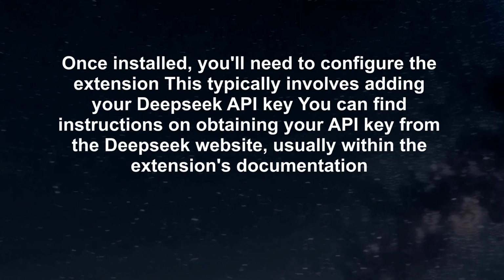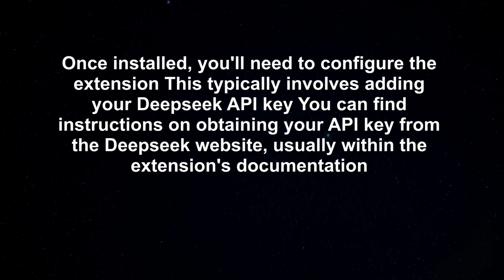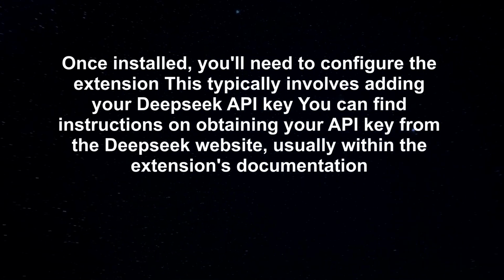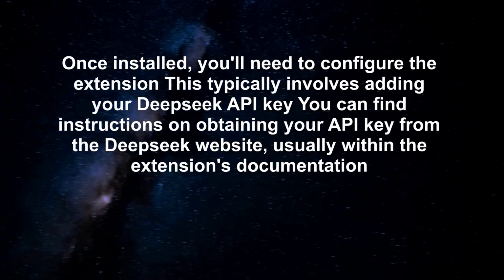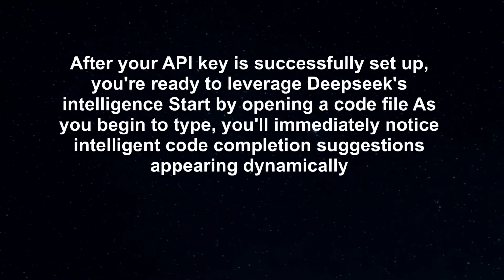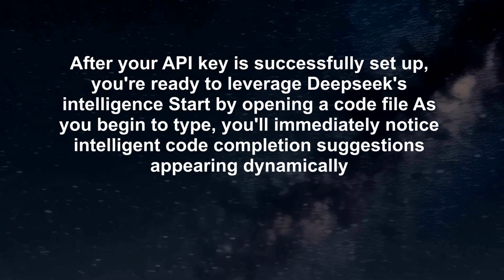Once installed, you'll need to configure the extension. This typically involves adding your Deepseek API key. You can find instructions on obtaining your API key from the Deepseek website, usually within the extension's documentation. After your API key is successfully set up, you're ready to leverage Deepseek's intelligence.